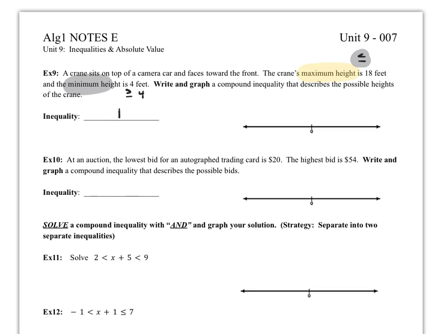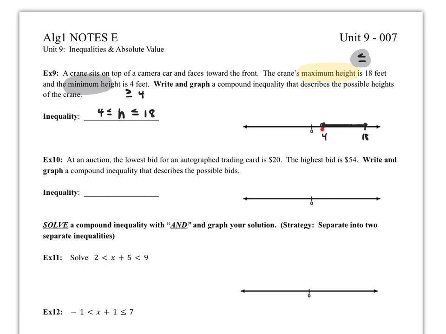So I might use h for height. It said the maximum height was 18, so that meant the height can go as high as 18. And it said the minimum height was 4, so that meant if I read this backwards that the height has to be bigger than or equal to 4. So then on my graph, I would have 4 and 18, both with closed circles, and then I've got my graph in between. And so what this would mean is that you would expect the height of the crane to be somewhere in this region.